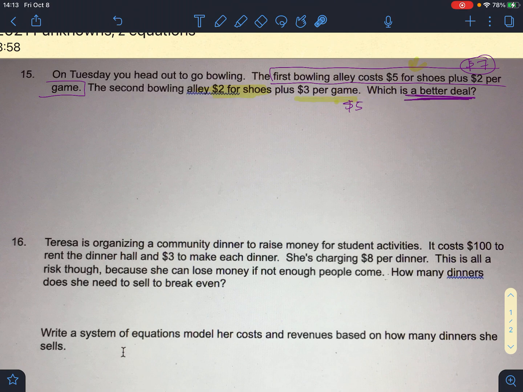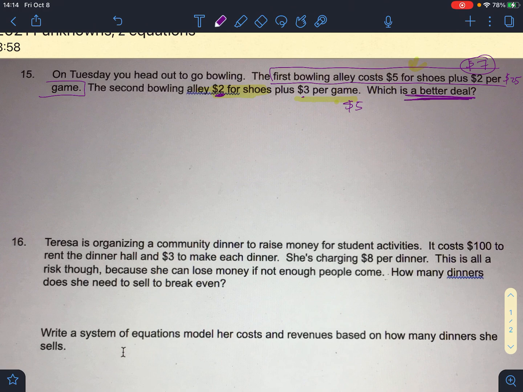However, the more games we play, for example, suppose we play 10 games. Bowling alley A is going to be $20 for 10 games, because it's $2 per game. So $20 for the 10 games plus 5, so that's going to cost $25 for 10 games. And 10 games at this bowling alley is going to be $30. Why? Because it's $3 per game. It's going to be $30 plus the 2 for the shoes, so that's going to cost $32 total.